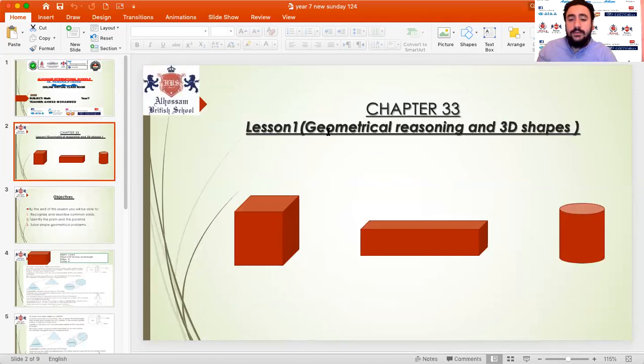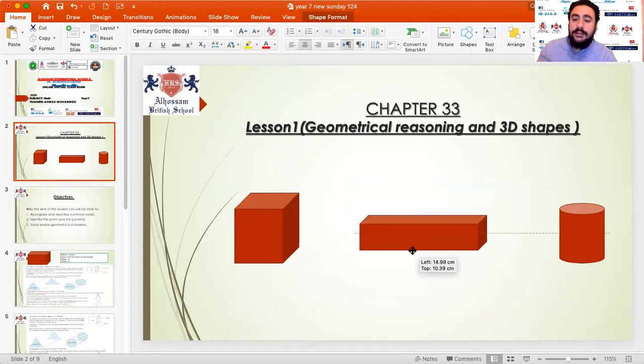Chapter 33, lesson 1, geometrical reasoning and 3D shapes. 3D shapes like these: cube, cuboid, and cylinder. Cylinder is like the Pepsi can. Cuboid is like maybe the matchstick box. And this is a cube, it's like the dice. Those are examples of 3D shapes.